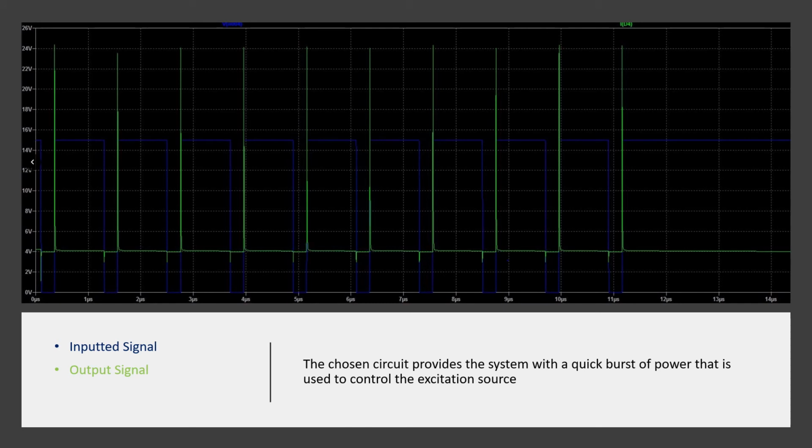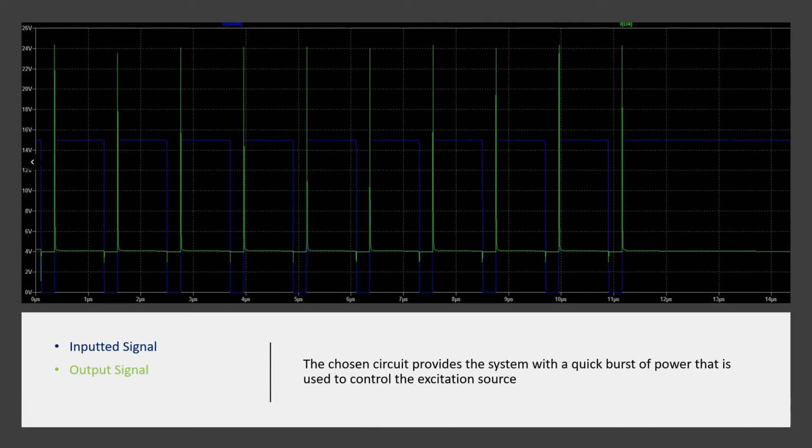So let's take a quick look at the simulation results of our excitation control circuit. In the blue, you can see our 15 volt peak to peak square wave that we inputted. And in the green here is our output signal running through the LED. As you can see, on the rising edge of our square wave, we are getting very sharp spikes of current and voltage, which is exactly what we were looking for.